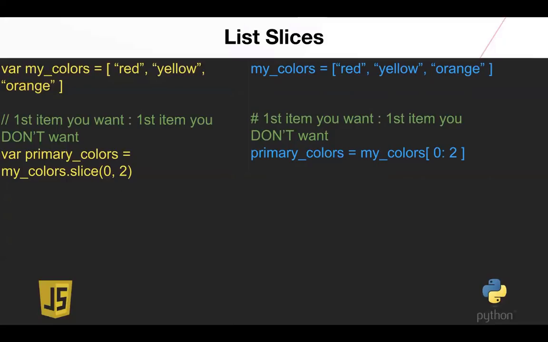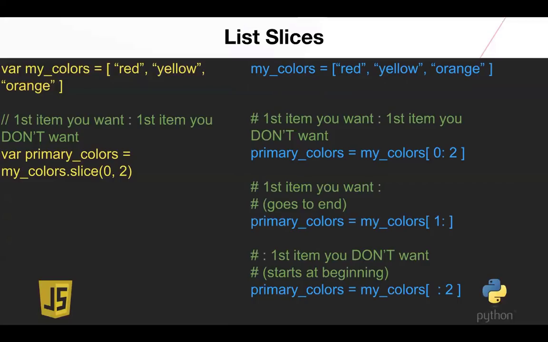So the first index, the 0, refers to the first item in the original list that we want to keep. So by saying 0, we're saying, okay, start with the very first thing. In this example, that would be start with red. The second number, the second index, is referring to the first item that we do not want in our slice, in our new list that's being created. So in this example, orange will be the first thing that we do not want. So primary colors will contain red and yellow only.